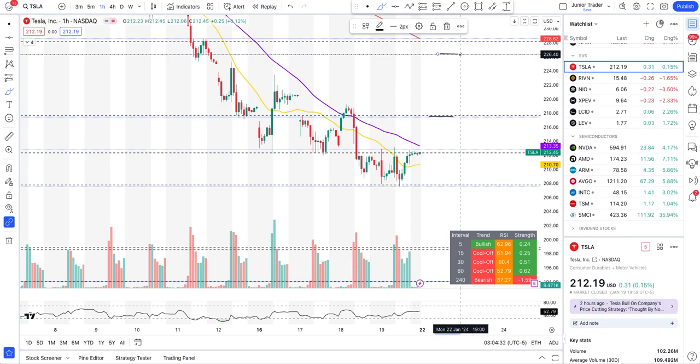Now remember, none of this is any financial advice and it's only for education purposes. You have to have a stop loss regardless of whatever positions you take, okay? Now, this is for, remember, Monday and Tuesday, okay?